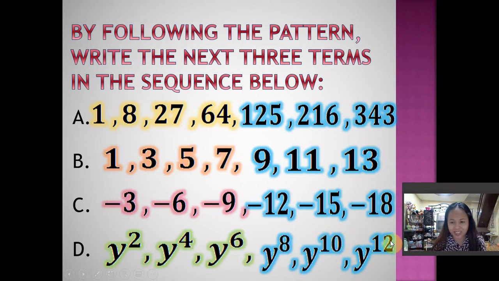10 plus 2 equals 12. Or simply, we multiply each term by y to the power of 2. So our rule for this fourth example is multiplying each preceding term by y to the power of 2 to get the next term. Got it?